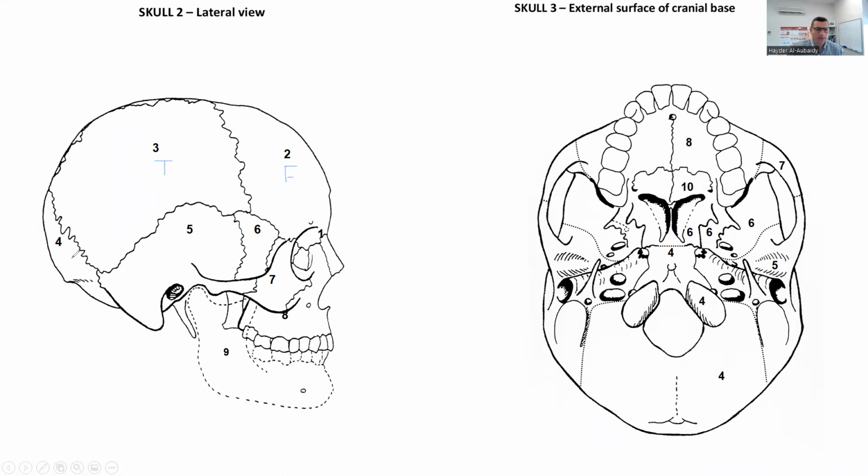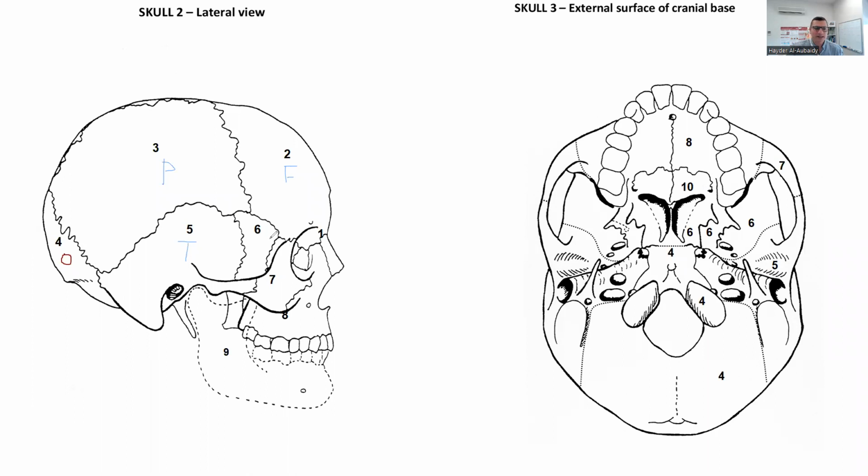Number 4 is what? I had a question. Isn't it temporal? Yeah, I've got it. Thank you. I'll just redo that. Thank you, guys. So this is parietal, number 3, and number 5 should be temporal. Occipital, thank you, Sunal. So this is occipital, number 4.